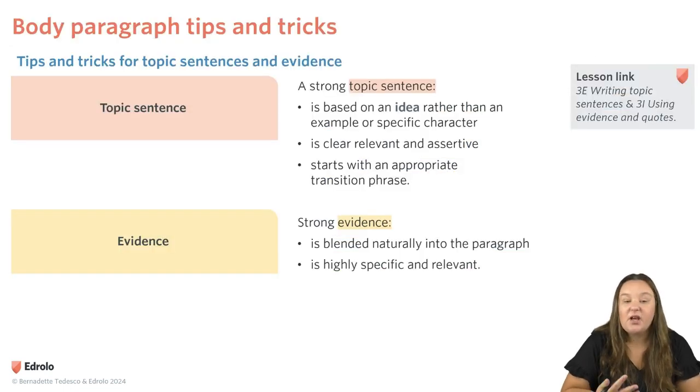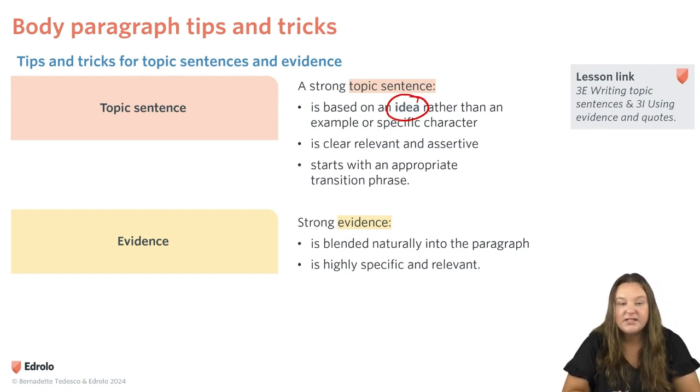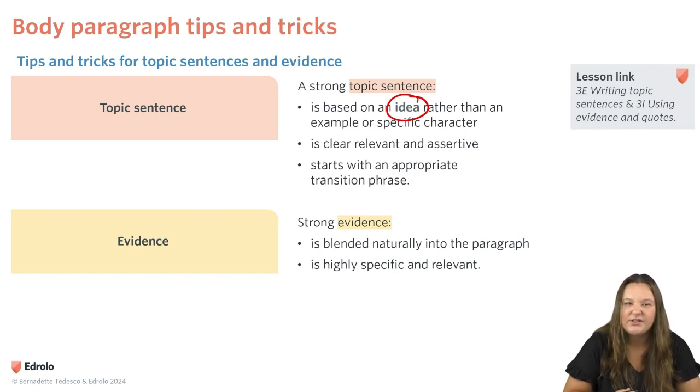All right, so here are some tips and tricks to help you with your writing of your body paragraph. So a topic sentence should be strong. So for it to be strong, it needs to be idea-based. And what I mean by idea-based is that it's not based on an example or a specific character. And you'll notice in that previous sample that it was really narrowed down to Mary Cat and Constance and Charles and their father.